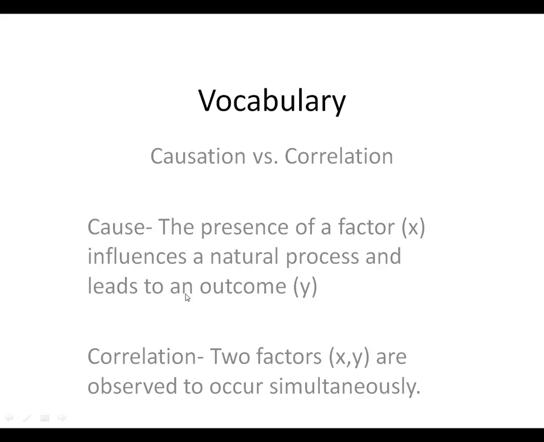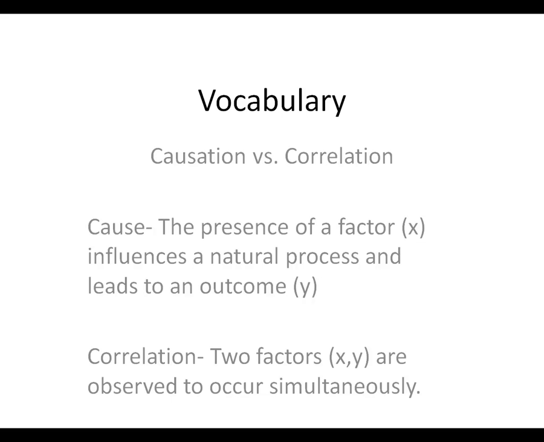Okay, so causation. Causation means that there is a factor, which we're going to call X, and it influences some sort of natural process, and when it interacts with that natural process, it causes an outcome, which we're going to call Y. So we say X causes Y to happen.